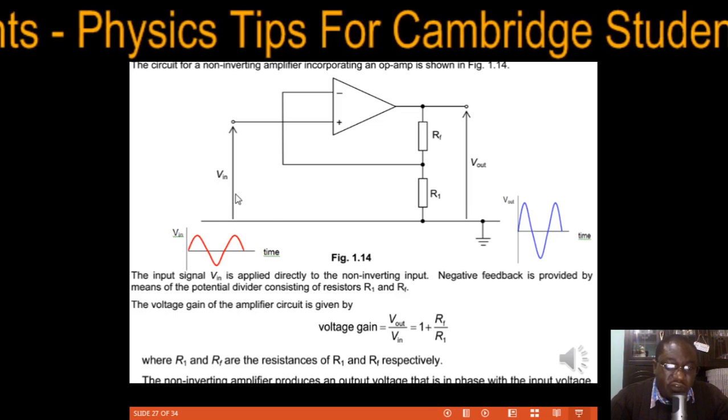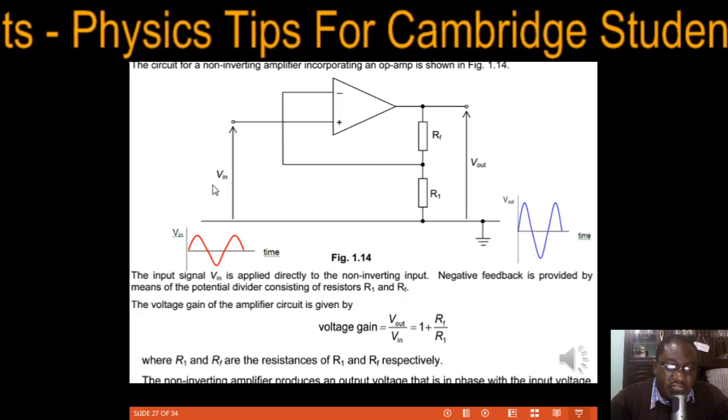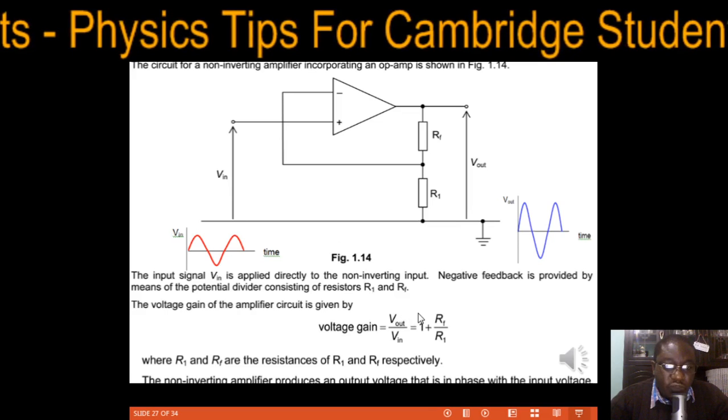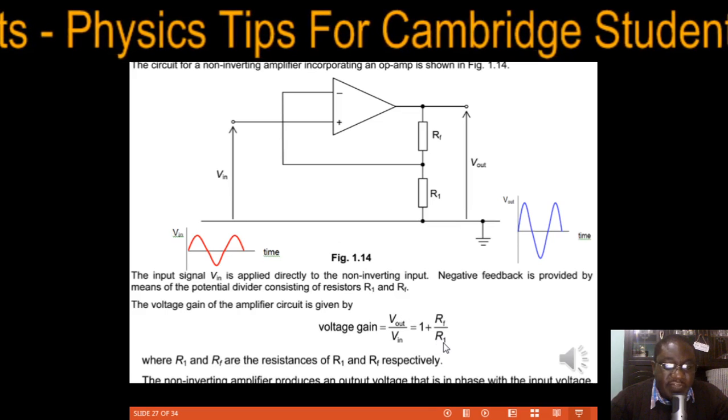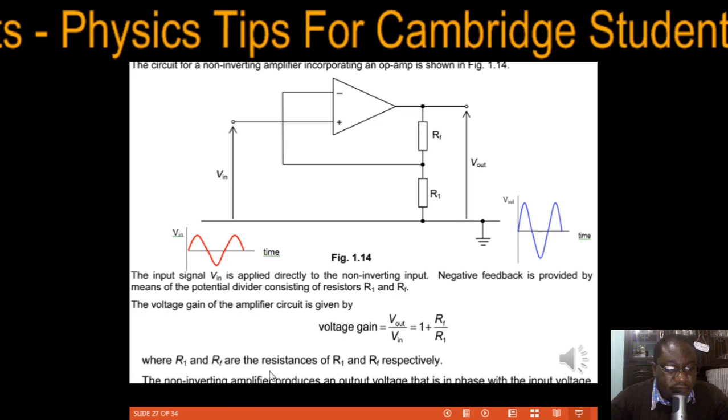So we found our Vin. For the gain, it's Vout over Vin, which is going to be 1 plus RF over Rin. Okay, I hope that makes sense.